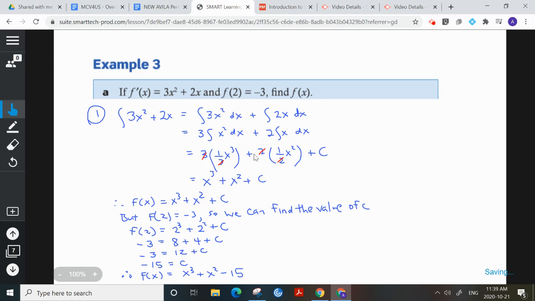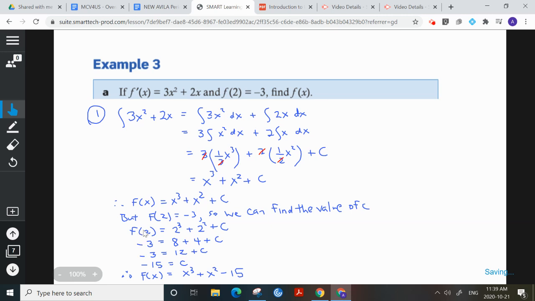And I can simplify by canceling out these factors, and I end up with x cubed plus x squared plus c. And that seems to make sense because if I take the derivative of this function, I would end up with 3x squared plus 2x. But I don't know the value of c. I do know some information, so I can find the value of c and actually get an official function.